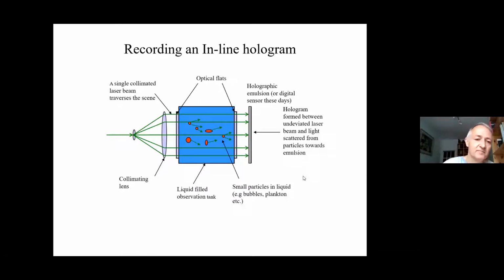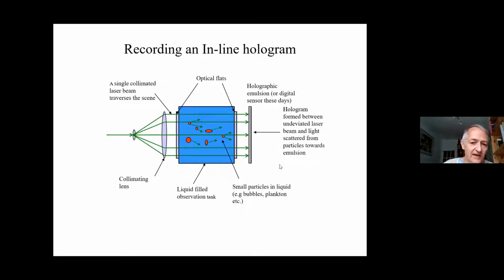So here's a more realistic picture of recording an inline hologram. Here's the laser beam being expanded, essentially to make it collimated. It doesn't have to be collimated, but there are lots of good reasons why you might want to. So just a parallel beam of light. This essentially is a telescope used in reverse. Here we have, for example, a tank filled with objects. And here we have the recording medium, or these days, a digital sensor.